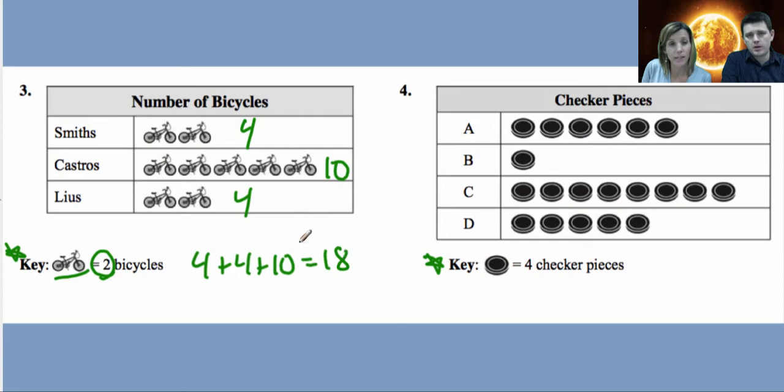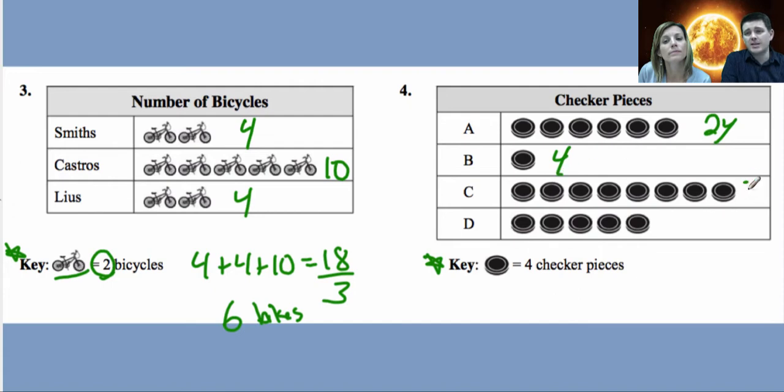18 divided by 3 is 6. So we end up with 6 bikes for an average. Here, notice the checker piece is equal to 4. So we multiply everything times 4. So we have 24, 4, here's 8, so that would be 32, and then 5 times 4 is 20.